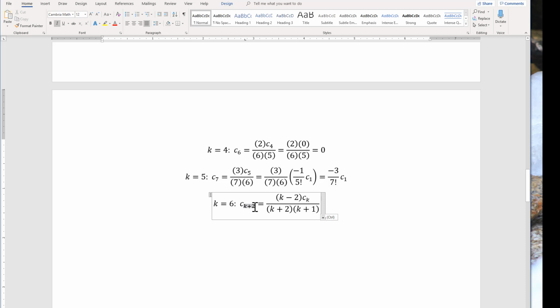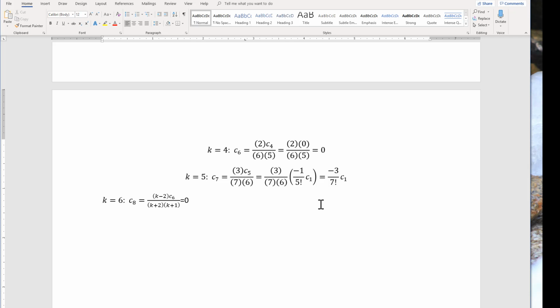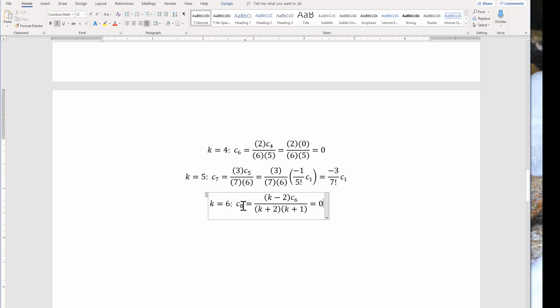So when k is equal to 6, we have C sub 8. But the important part here is that this is equal to C sub 6, and C sub 6 was equal to 0 already. So let's just say this is equal to 0, and we don't need to go any farther than that. So we can see that the even C's are going to be equal to 0. And then let's do one more.